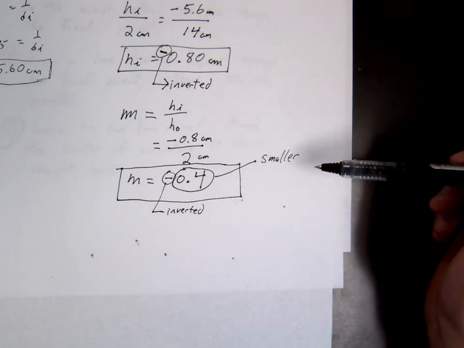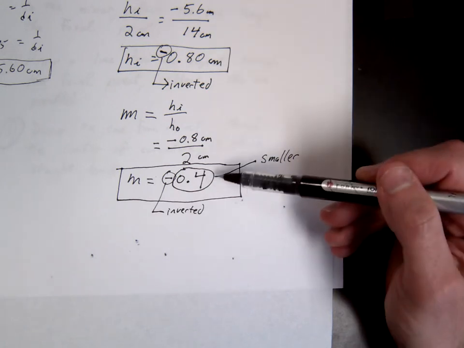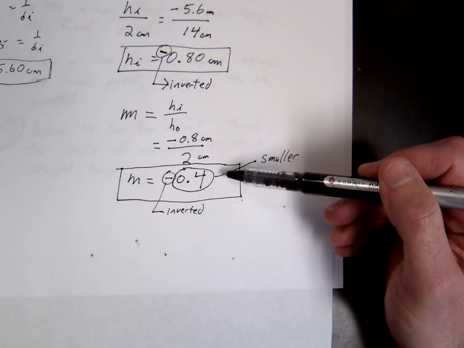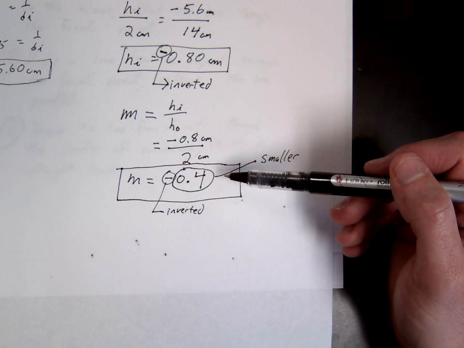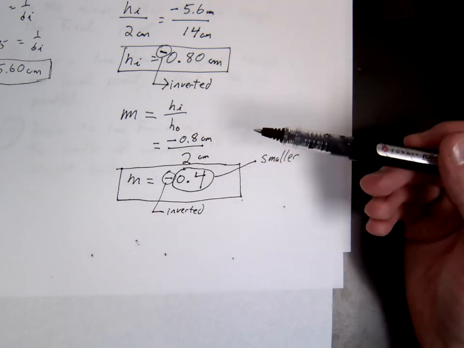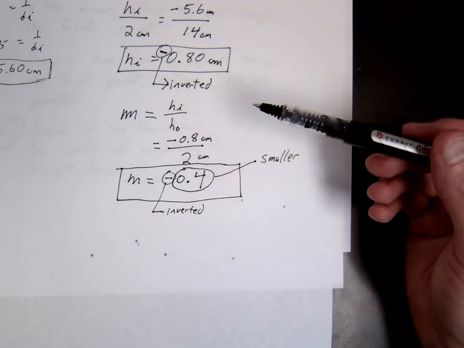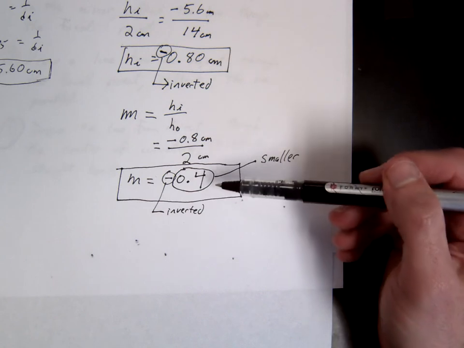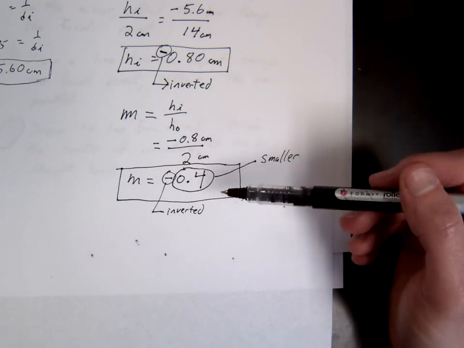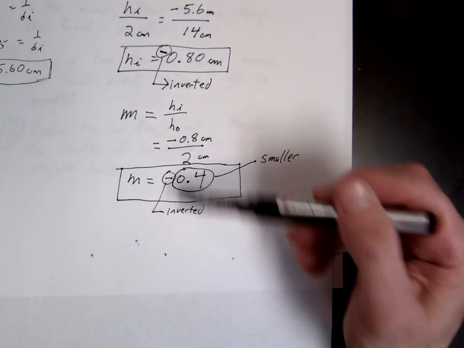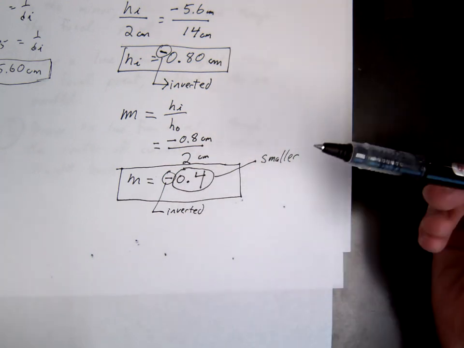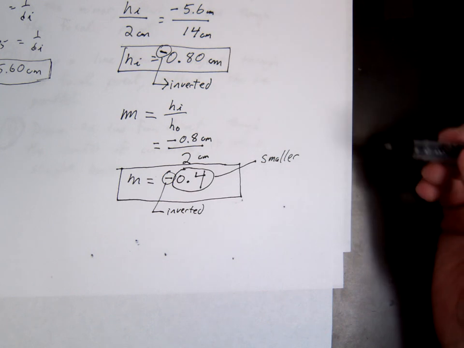Okay? What number would this be if it was the exact same size? 1. What number would it be if it's larger? Larger than 1. Yeah, so anything larger than 1 is larger. Anything at 1 is the same. Anything at a decimal, less than 1, 0 to 1, would be smaller. And then negative means inverted, positive means upright. Okay, any questions?